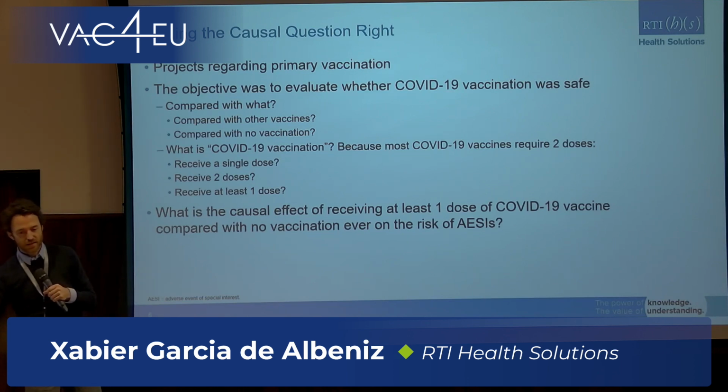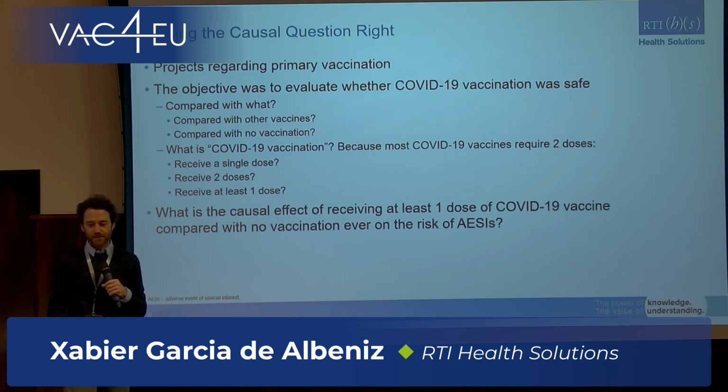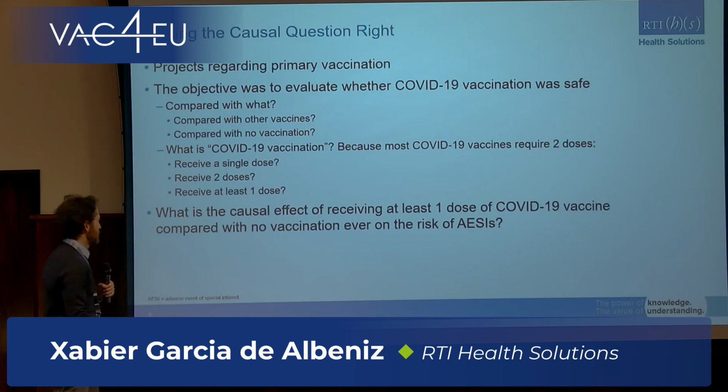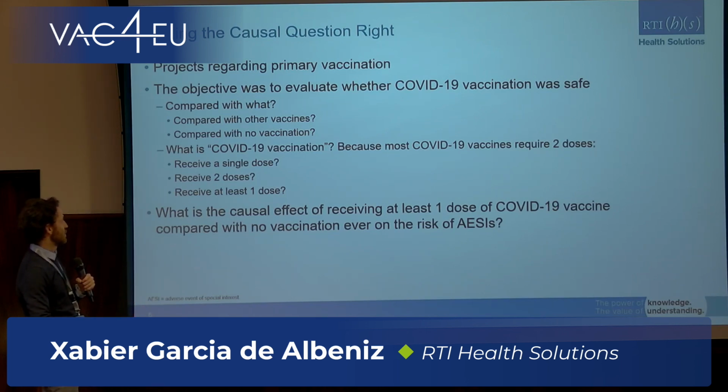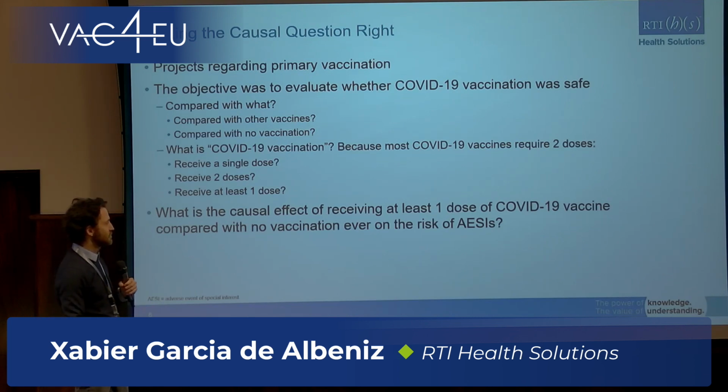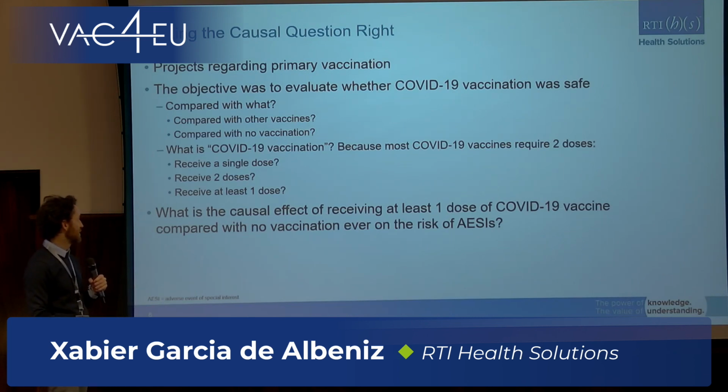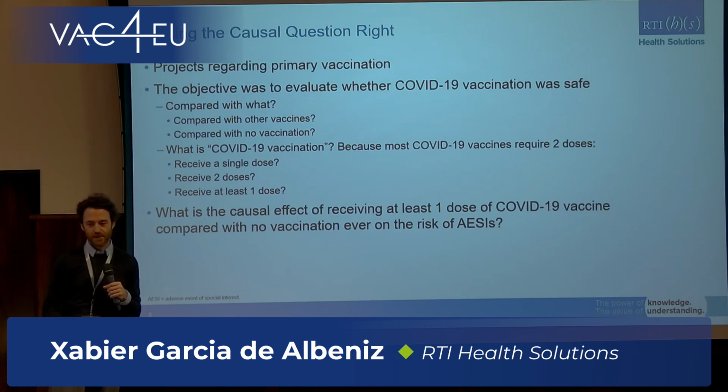to map the analytical steps and the design steps that we will come to later. So for the exercise that we're going to do now, we're going to address this question, which I think is a common question in some of our projects. What is the causal effect of receiving at least 1 dose of a COVID vaccine compared with no vaccination on the risk of ISIS, right?